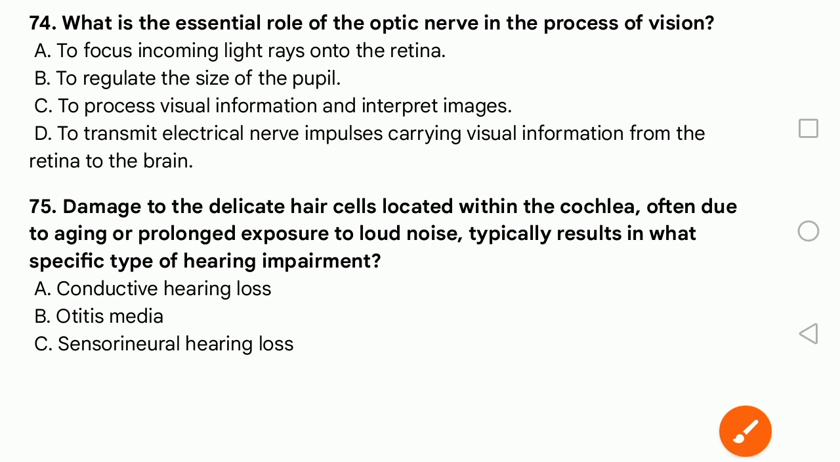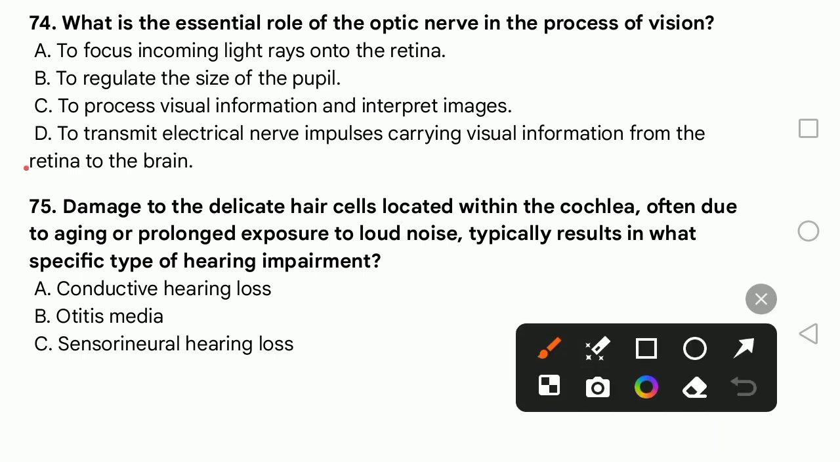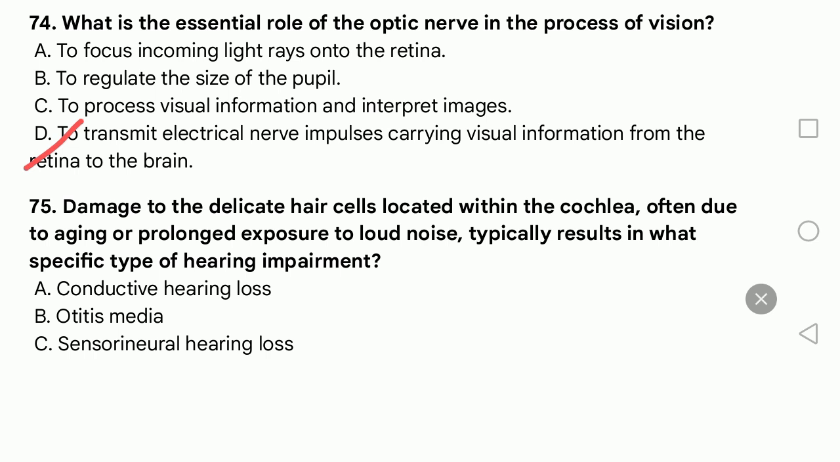74. What is the essential role of the optic nerve in the process of vision? To transmit electrical nerve impulses carrying visual information from the retina to the brain.